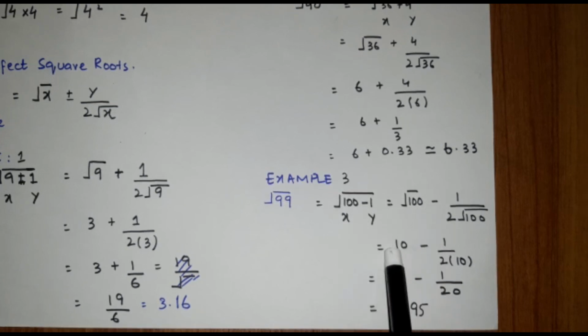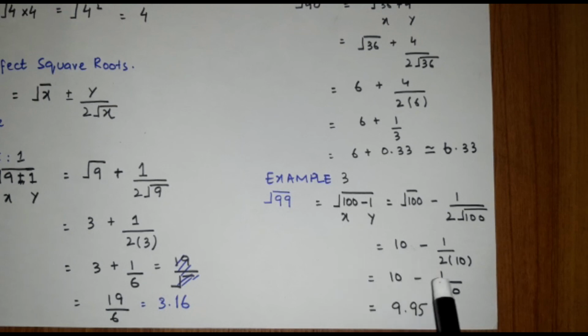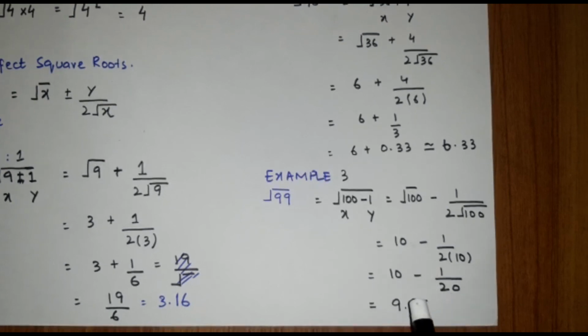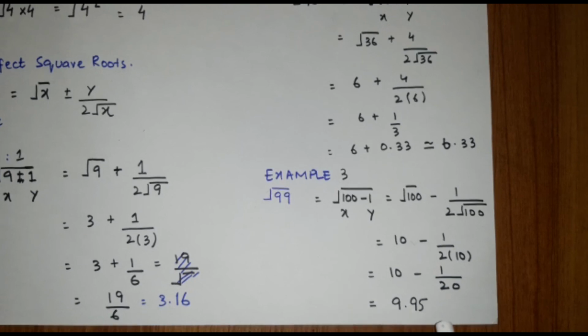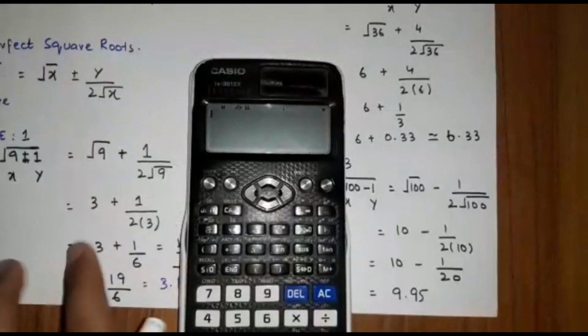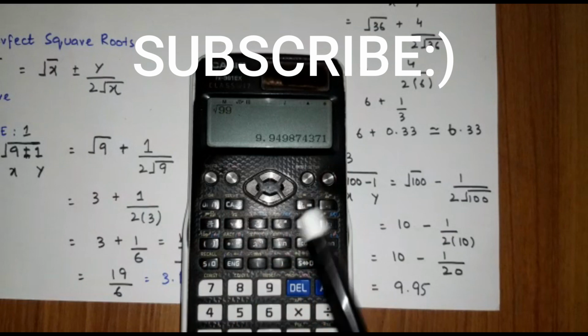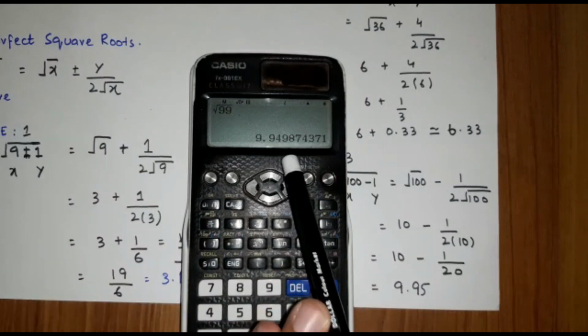Now I am going to simplify my expression, which becomes 10 minus 1 upon 20, and I am going to simplify it further by using division, that becomes 9.95. Here I am going to check my answer through my calculator, that is under root of 99, which becomes equal to 9.95 to 3 decimal places.